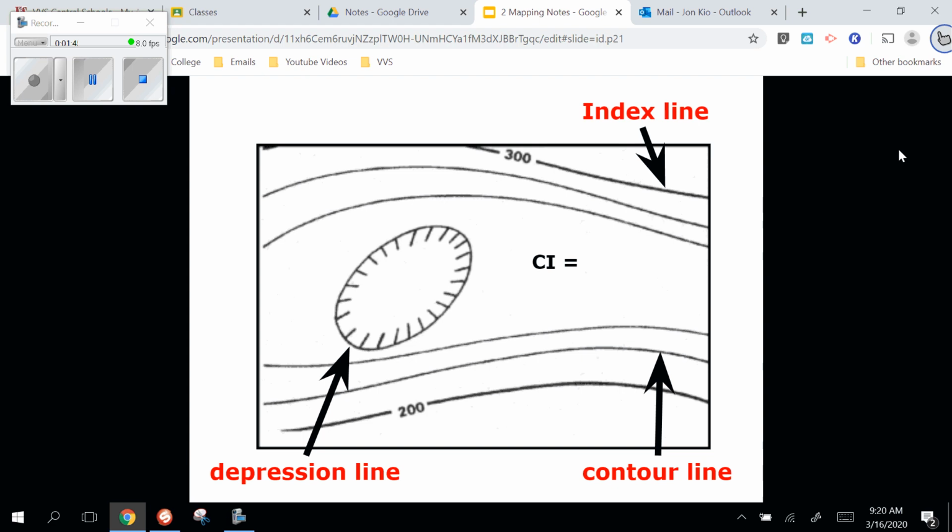So if we take a look at the value of each of these lines, the bottom dark line is 200, the top dark line is 300. That means each of those little lines in between is going to be 20 feet. Each line. So the next line up would be 220, then 240, then 260, then 280, then 300.